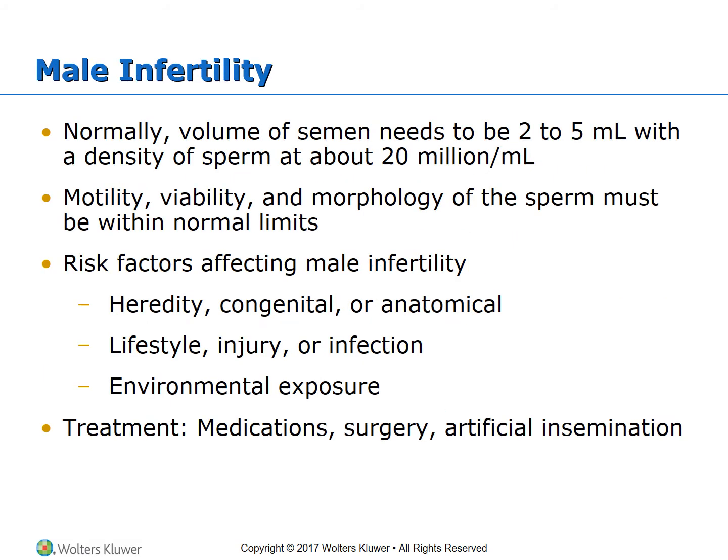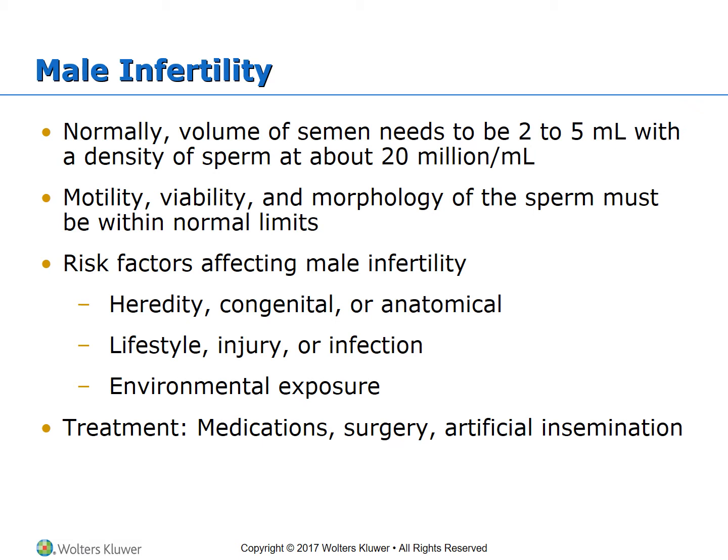Male infertility. Normally, the volume of semen needs to be 2 to 5 milliliters with a density of sperm of about 20 million per milliliter. The motility, viability, and morphology of the sperm must be within normal limits. Risk factors that affect male infertility can be hereditary, congenital, or anatomical. They could be related to cryptorchidism, kidney disease, cystic fibrosis, lifestyle, injury, or infection.